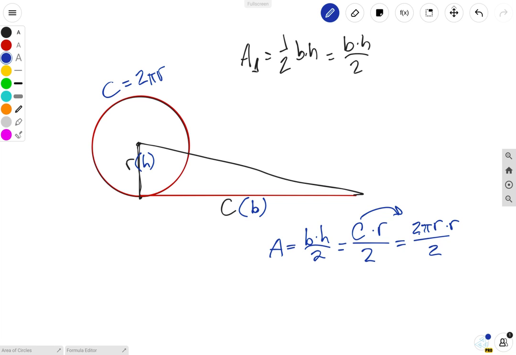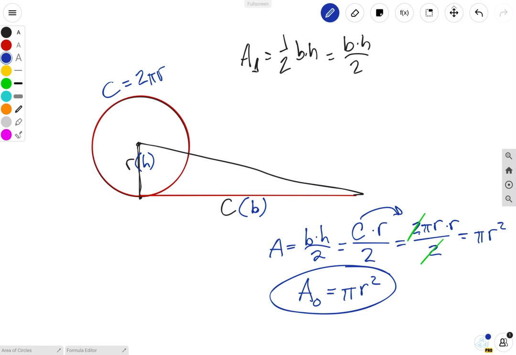All right, now a little bit of simplifying. I have a 2 up top, 2 down below. Those divide into 1, and so I can think of them as canceling. And what am I left with? Pi, and then r times r, or r squared. So now I have the area of this triangle all in terms of those lengths of the circle. So my area equation for a circle is pi r squared.